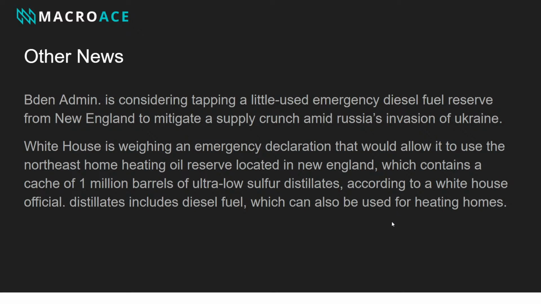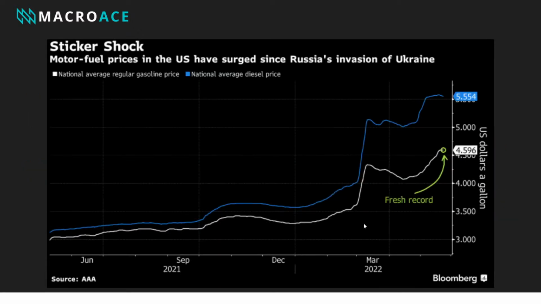So the US jumping in, dampening some of the upward pressure that we've seen in the oil market so far, and also the commodity market so far, with natural gas and distillates. That could help drive that down further.